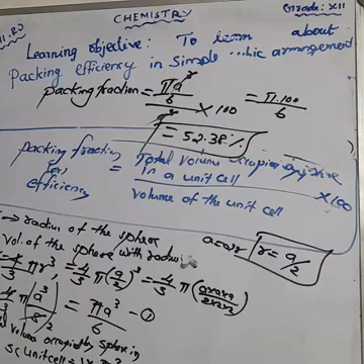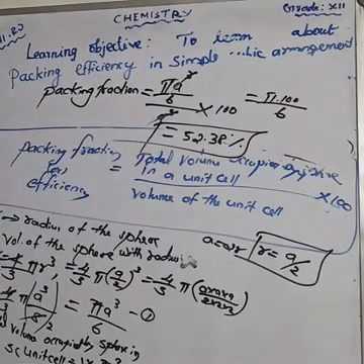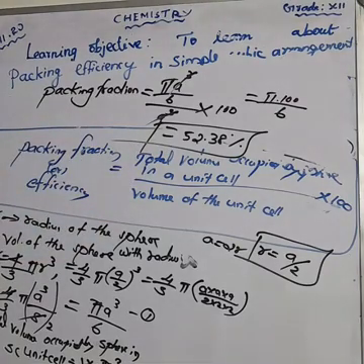Don't forget that the percentage of simple cubic is equal to 52.38. When you are dividing 100 divided by 6, what is the answer? 52.3. This is the packing efficiency in a simple cubic arrangement. Can you learn?